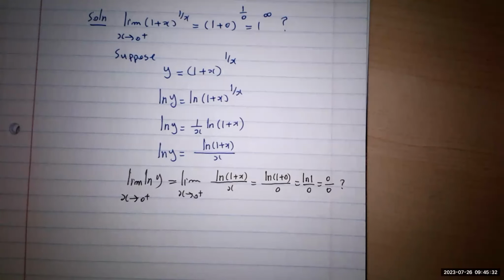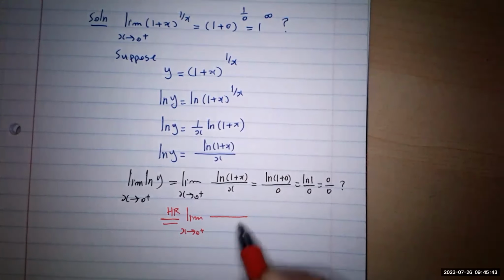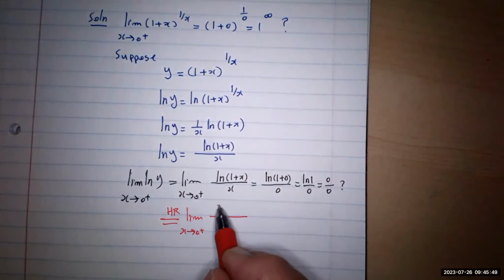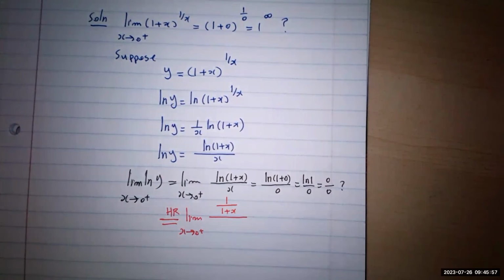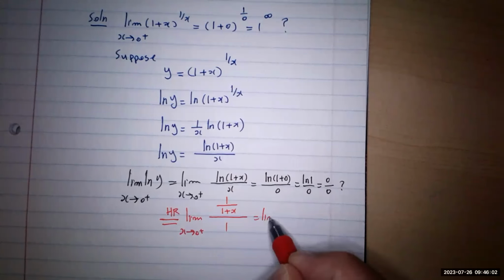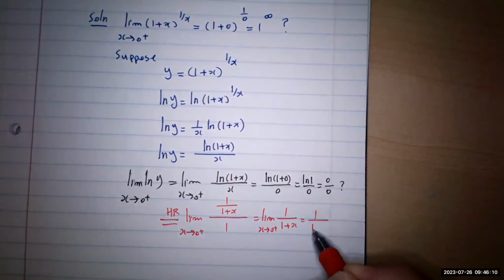So we have to use L'Hôpital's rule. It is going to be the limit as x goes to 0 from the positive side, differentiate. The derivative of the ln function, ln u, is u prime over u. U prime, the derivative of 1 plus x, is 1, divided by u, 1 plus x. That's the derivative of ln of 1 plus x; the derivative of x is 1. So that gives a limit of 1 over 1 plus x when x goes to 0 from the positive side. The result would be 1.